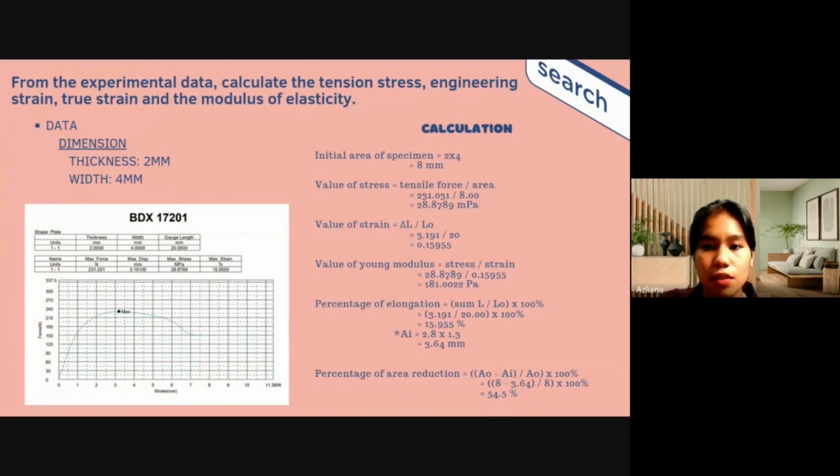Okay, next, for the experimental data, we need to calculate the tension stress, engineering strain, true strain, and the modulus of elasticity. As shown in here, this is one of the assignments, the test that we already did. So here, the dimension, the thickness of the material is 2 mm and the width is 4 mm. And here are some of the calculations by using the formulas given, the theoretical and mathematical formulas that we already learned in our classes.